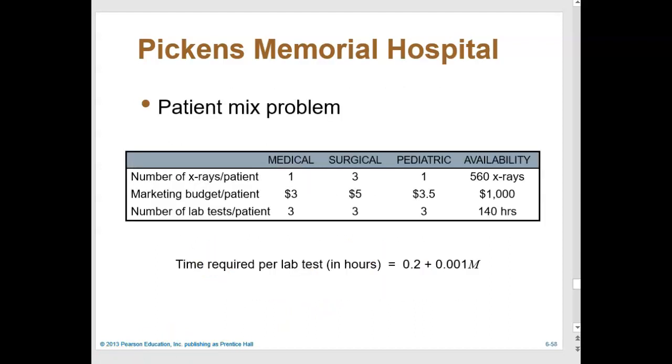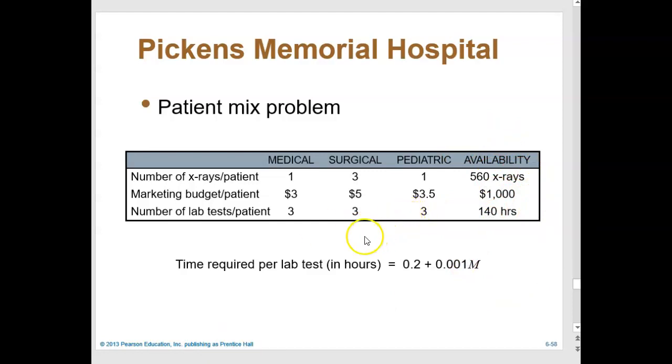Now let's further assume that Pickens Memorial Hospital has identified three main constraints for this model: the X-ray capacity, the marketing budget, and the lab capacity. The table that you see in front of you right now shows the relevant weekly data for these three constraints for each category of patient. The table also shows the weekly availability of each of these three resources.